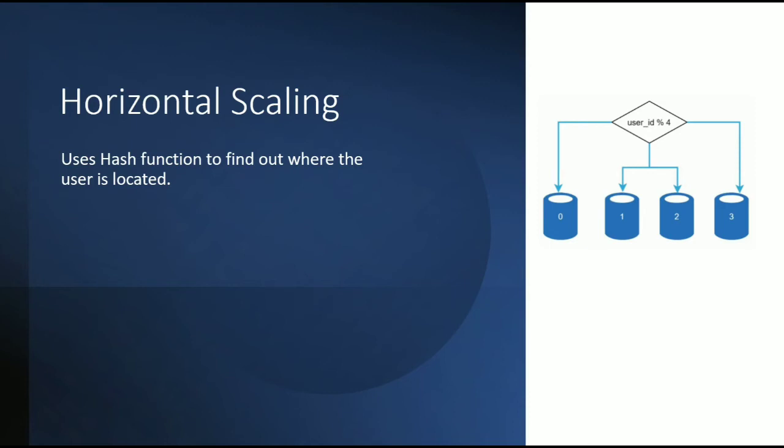So there are some problems with this horizontal scaling also with respect to the hash function. If you are not able to define a perfect hash function, you will be in a situation where one shard is getting more data and other shards are starving. So in that case, you have to find out on which data, on which columns you have to use a hash function, so you will be able to distribute your data equally.